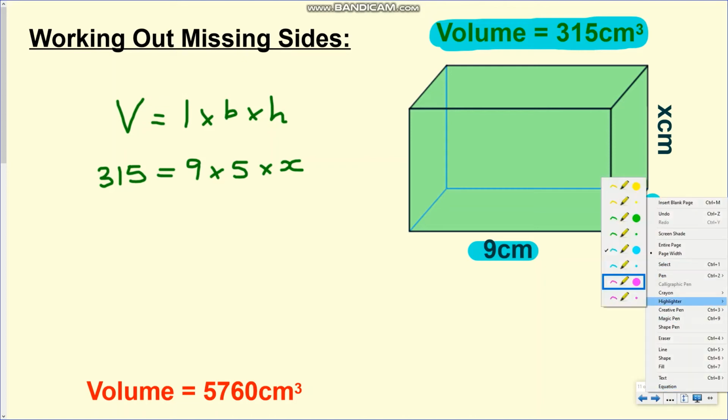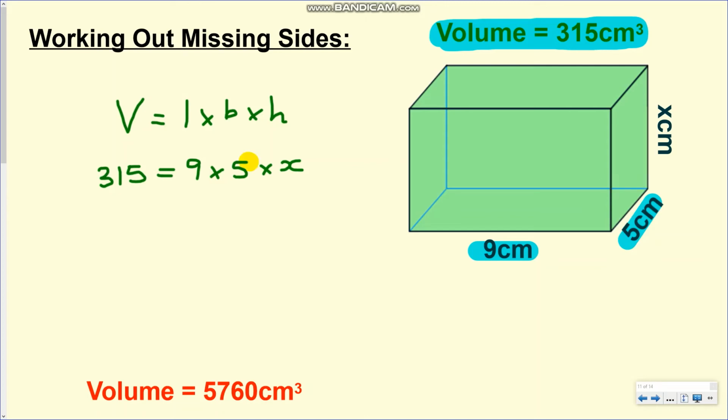What I need to do to carry this calculation on is figure out what 9 times 5 is. Okay, so that's something you can do on a calculator, or if your mental math skills are good, you'll have 9 times 5 in your memory bank. So we're going to say 315, which is the same as before, is equal to 9 times 5 is 45, so I'm going to put that in, and times that by x, you get 45x.